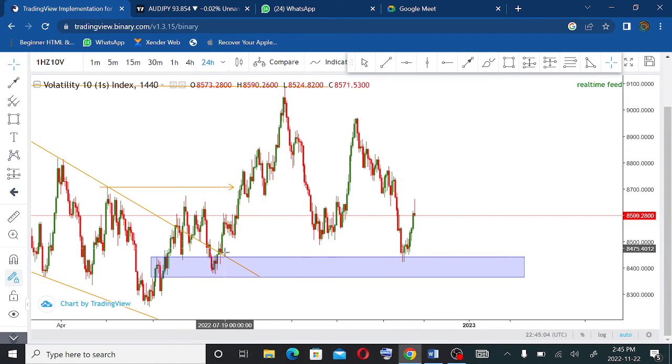mitigated, market pushed up, drop, mitigated this, pushed up, drop, rejected this and pushed up. So now, what do we expect market to do? This is on higher time frame, still clear.